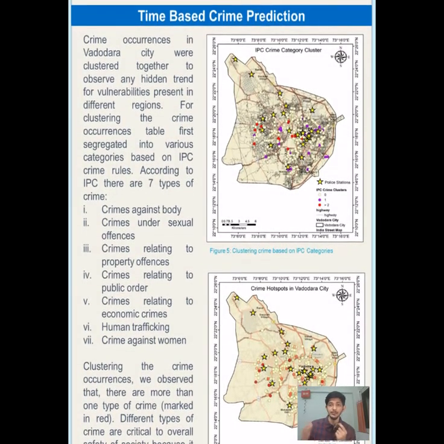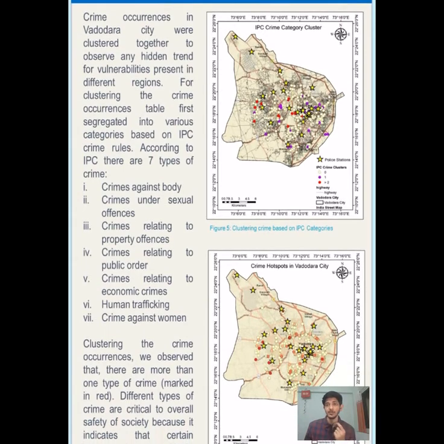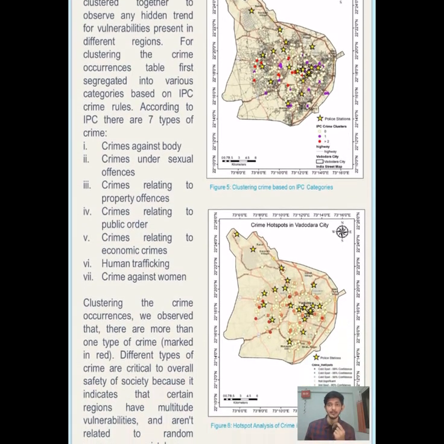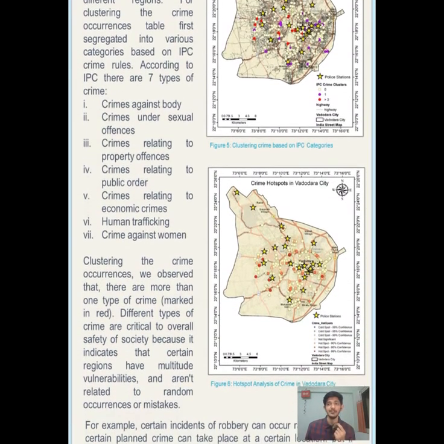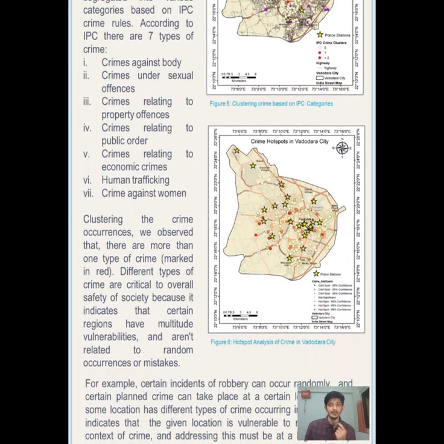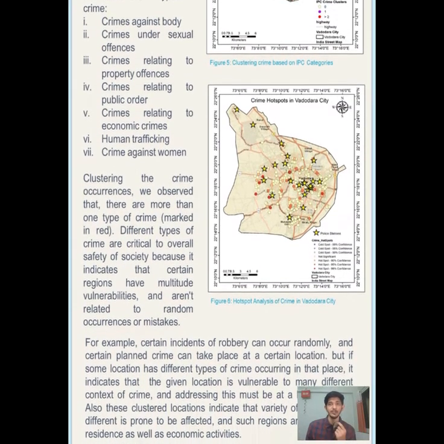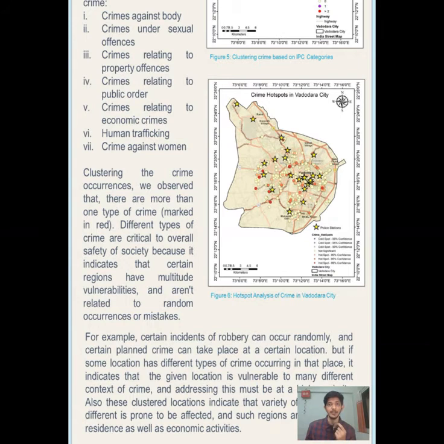And these multitudinal crime zones are very difficult areas and they are critical to police surveillance because these regions indicate that those particular areas are vulnerable to not just one, not just two, but many different types of crimes.